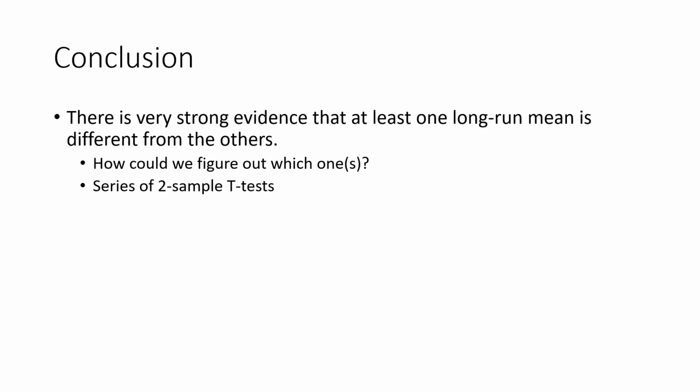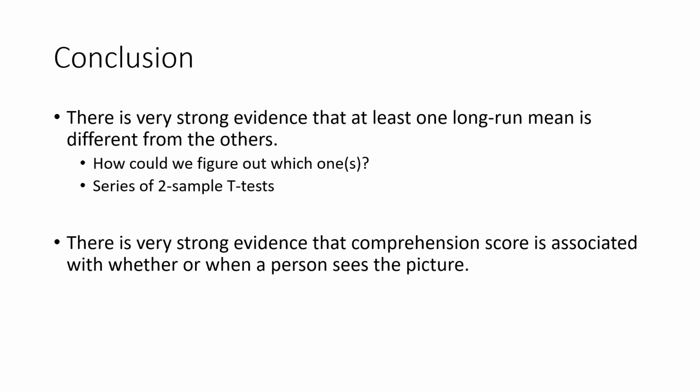So a test of multiple means can save us a lot of time if we turn out to get a large p-value that says that it's plausible that all of the means could be equal to each other. In this case, that would prevent us from having to do 3 different 2-sample t-tests, one for each pair of the 3 groups. Another way we could phrase our conclusion would be to say that there is very strong evidence that reading comprehension score is associated with whether or when a person sees the picture.